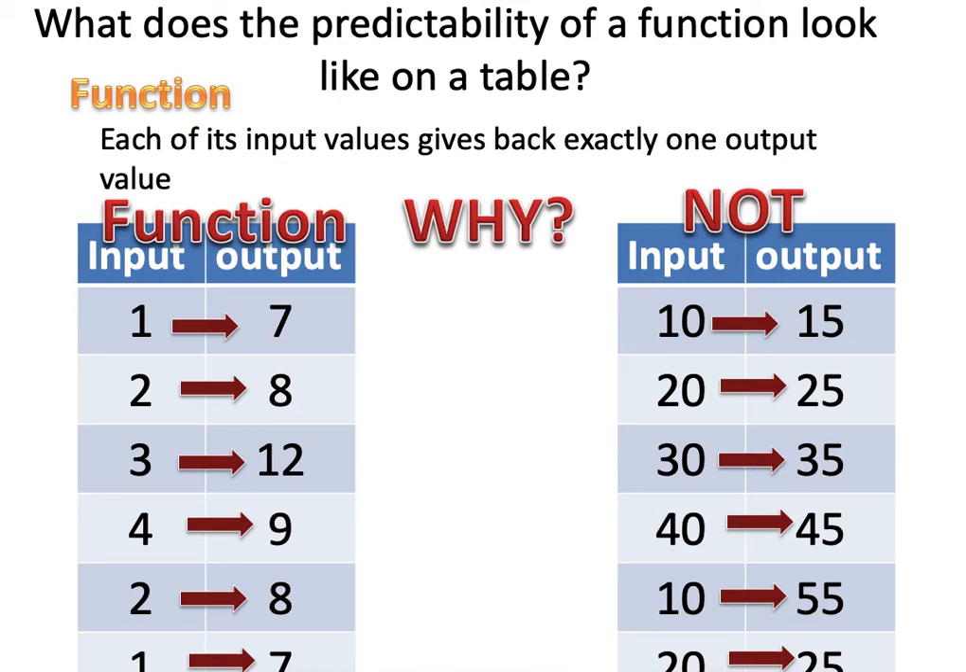And a student would say, well, 10 gives you 15, but then later on, 10 gives you 55. So the input of 10 has two outputs, and that is not a function. That's like pressing the red button and getting Coke, and then pressing the red button and getting a Sprite. That's not predictable. We want to know what we're going to get.